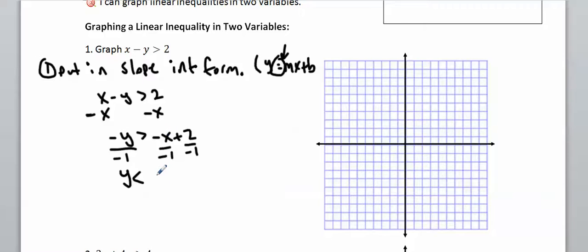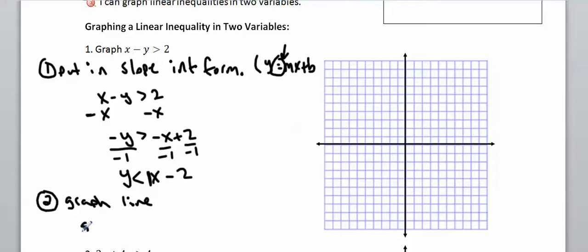So negative x over negative 1 is positive x. Positive 2 over negative 1 is negative 2. Remember, there is a 1 in front of this x. Okay, so second, now I've got this y equals mx plus b form, except it's y is less than 1x minus 2. Okay, and then I need to graph the line.